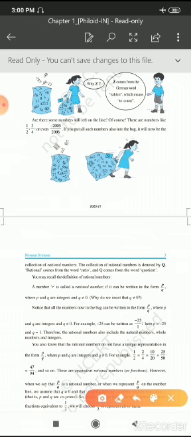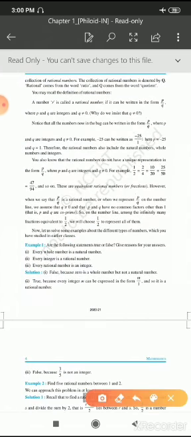See here, 1 by 2 is there. Both the numerator and denominator are multiplied with 2. So 1 twos are 2, 2 twos are 4. You will get 2 by 4. If you multiply with 10, 1 into 10 is 10, 2 into 10 is 20. If you multiply with 25, 1 into 25, 2 into 25 is 50. So these are all called equivalent rational numbers to what? 1 by 2.